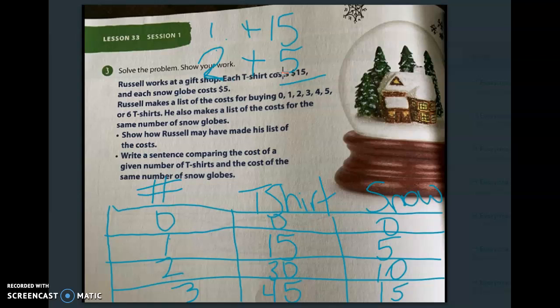So now let's take a look at the relationship between the t-shirts and the snow globes. Well, the first one, it looks like to get from 15 to 5, I'm dividing by 3, right? Because 15 divided by 3 equals 5. Does that work for everything? Is 30 divided by 3 10? Yep. Is 45 divided by 3 15? Yep. So it looks like the corresponding term is dividing by 3.